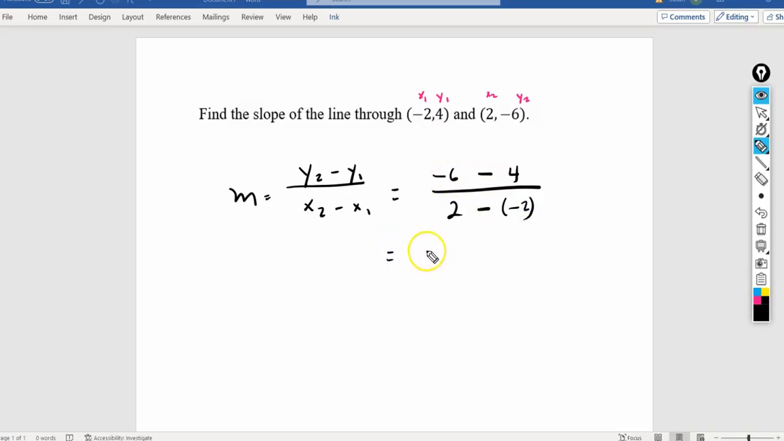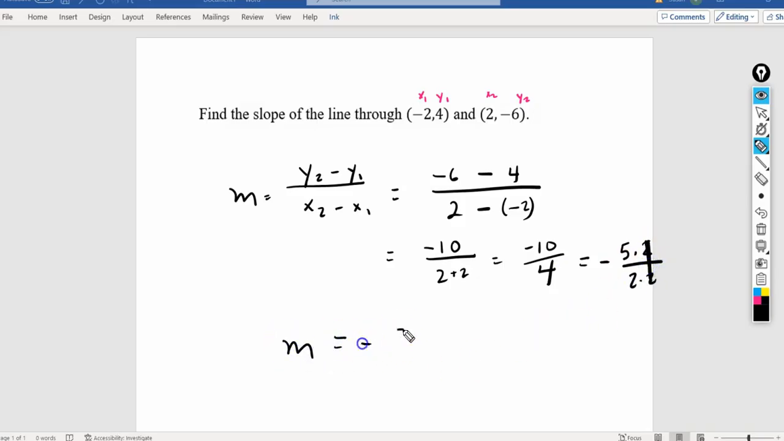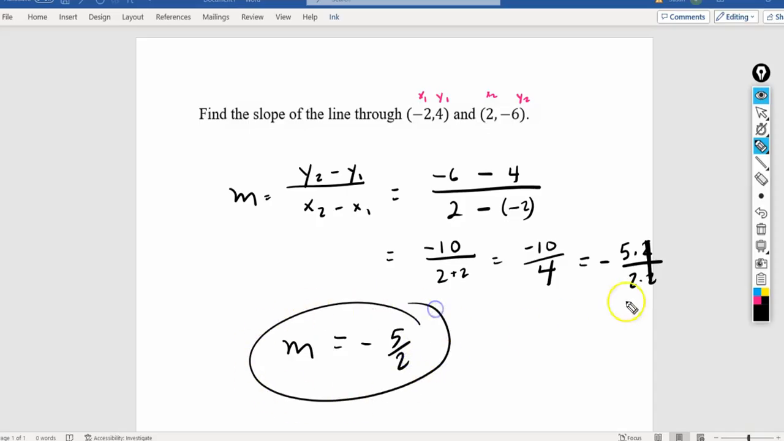So in the numerator, we have -10. And in the denominator, we have 2 minus -2, which is 2 plus 2, which is going to be -10/4. But this is not a correct answer because it has not been reduced. Now, in the olden days, we had to do that by hand. So 10, I can rewrite that as 5 times 2, and 4 is 2 times 2, and so the 2's cancel, and so my slope is going to be -5/2.